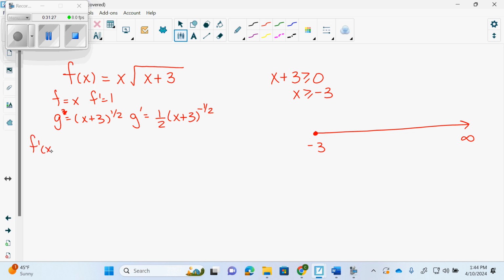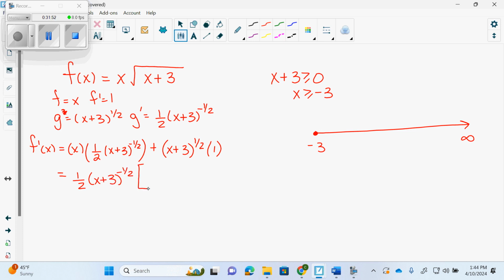f prime of x equals f times g prime plus g times f prime. So we can take the half out, and we can take the (x plus 3) to the -1/2 out. When we take the half out, we're left with the x, and the half is gone, so it's just an x. Plus, take a half out of 1 and we're left with a 2. (x plus 3) to the half divided by (x plus 3) to the -1/2 is just x plus 3.